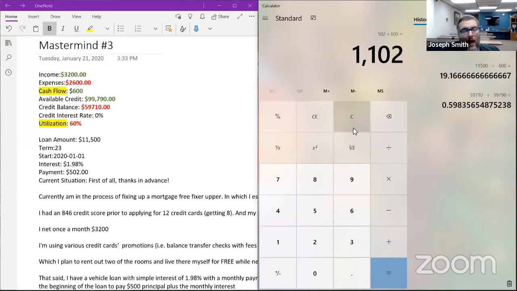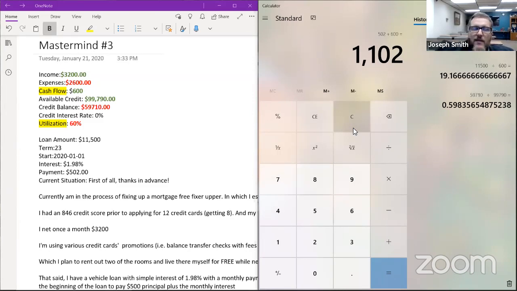So I could see a viable option of paying that loan down, but at the same time, there's only 23 months left in the term, and it's only at 1.98% interest. I don't know if that's really that inefficient of a debt. I think that's a highly efficient debt.